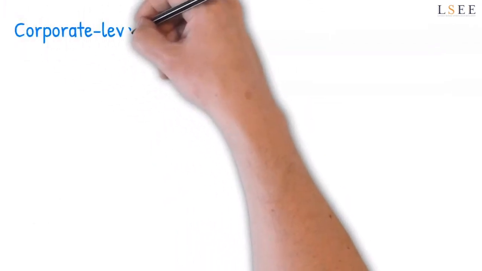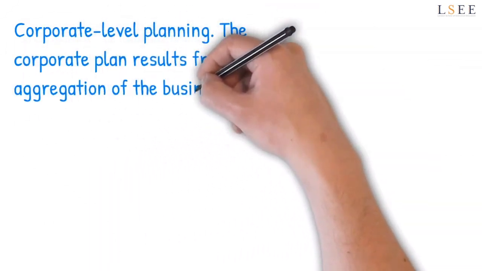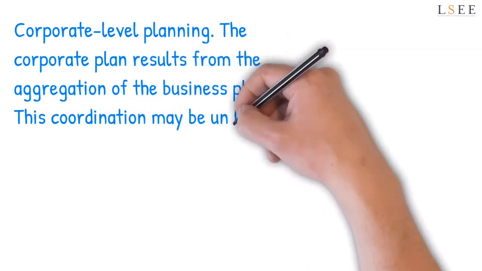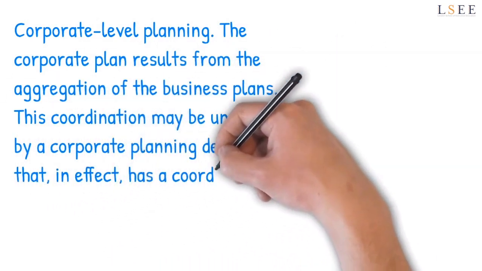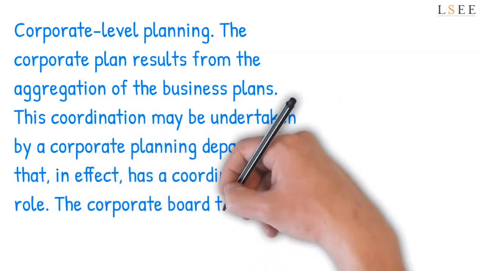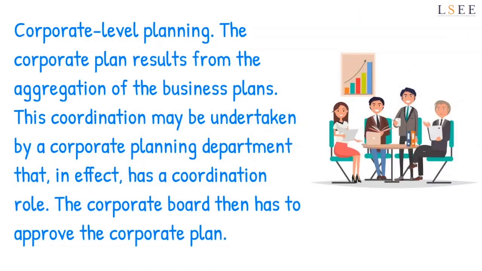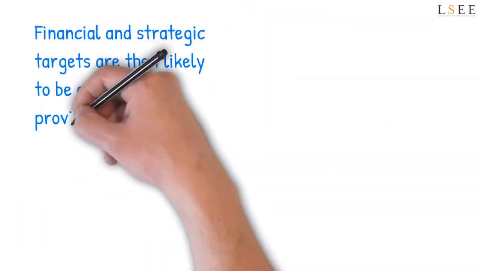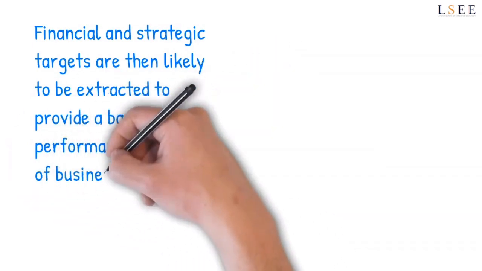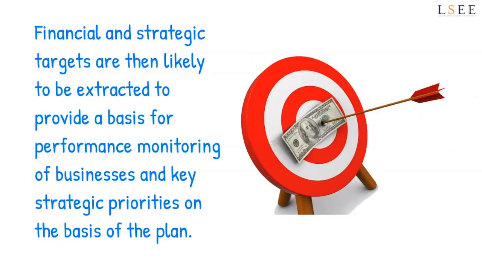Corporate level planning: the corporate plan results from the aggregation of the business plans. This coordination may be undertaken by a corporate planning department that, in effect, has a coordination role. The corporate board then has to approve the corporate plan. Financial and strategic targets are then likely to be extracted to provide a basis for performance monitoring of businesses and key strategic priorities on the basis of the plan.